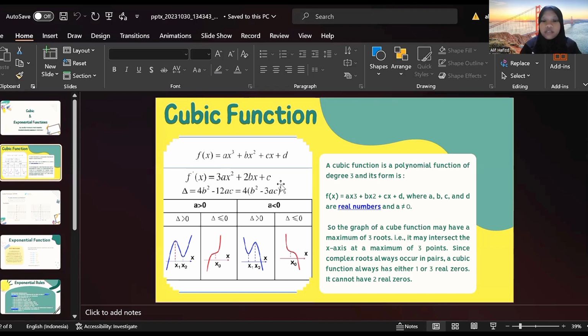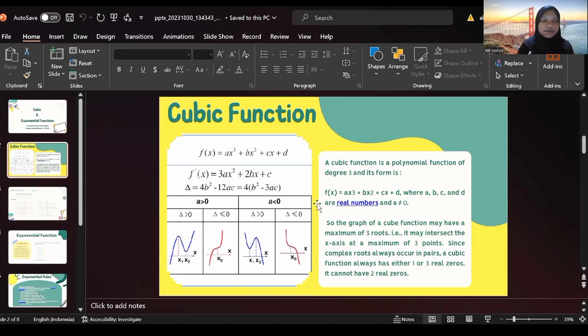f(x) equals ax cubed plus bx squared plus cx plus d, where a, b, c, and d are real numbers, and a is not equal to 0. So the graph of a cubic function may have a maximum of 3 roots. It may intersect the x-axis at a maximum of 3 points, since complex roots always occur in pairs. A cubic function always has either 1 or 3 real zeros. It cannot have 2 real zeros.